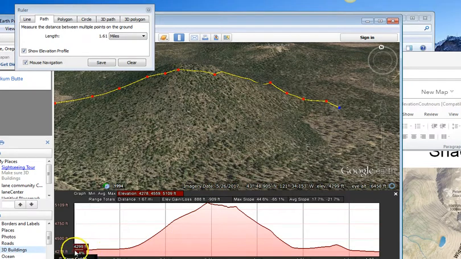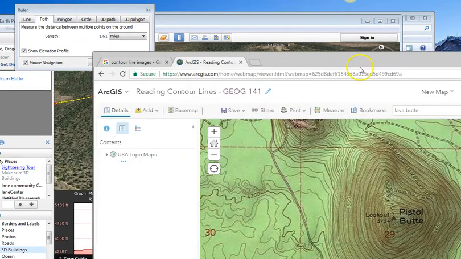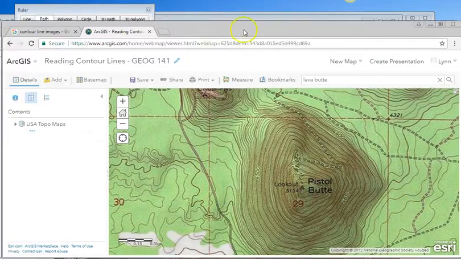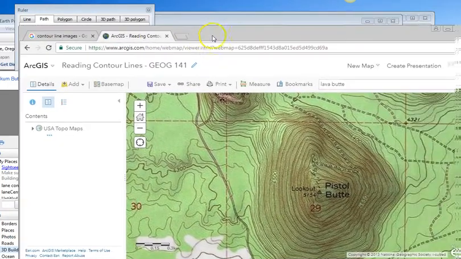And you can see I'm at 4,278 feet. Kind of at the top of the butte is about 5,093 feet. This is much steeper right here, and then it flattens out again. So if we go back to look at this, you can see we kind of went up this side and then over that little bump and back down onto the flat.